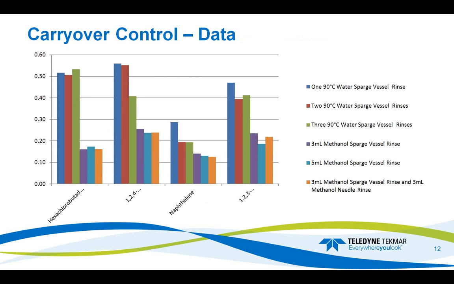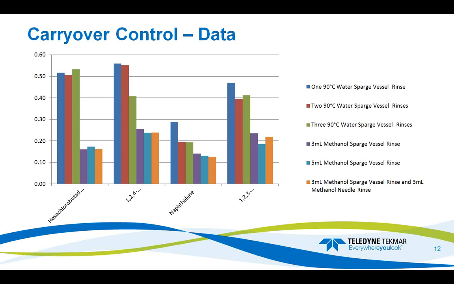All right, so here's some carryover control data. We're looking at our last 4 eluters: hexachlorobutadiene, 1,2,4-trichlorobenzene, naphthalene, and 1,2,3-trichlorobenzene. And we see here that with 1 water rinse, 2 water rinses, and 3 water rinses, we reduce that carryover. I should say here this was a 200 ppb standard, and our y-axis is percent carryover.